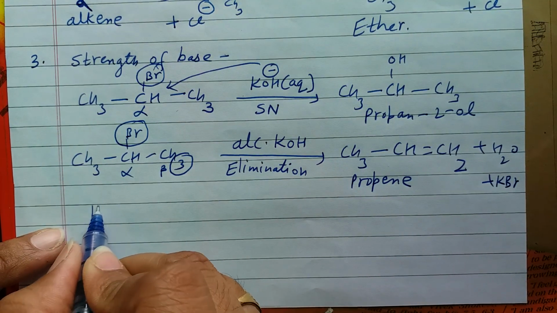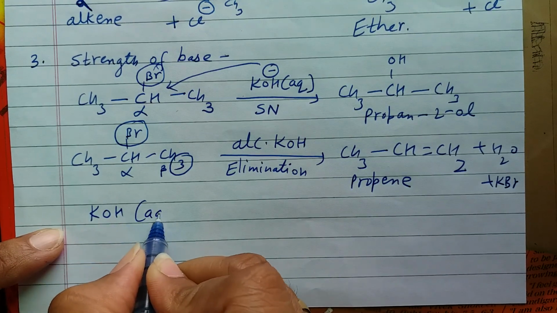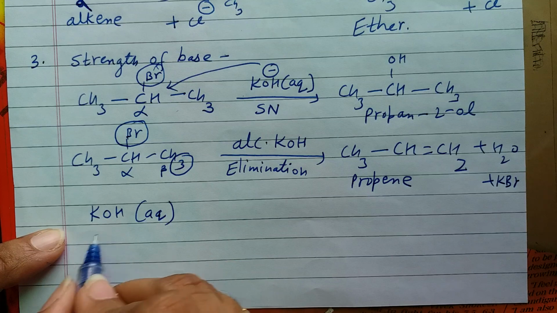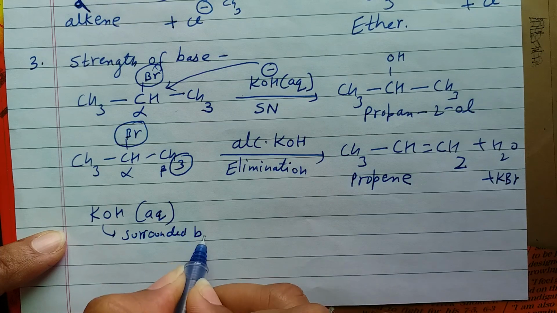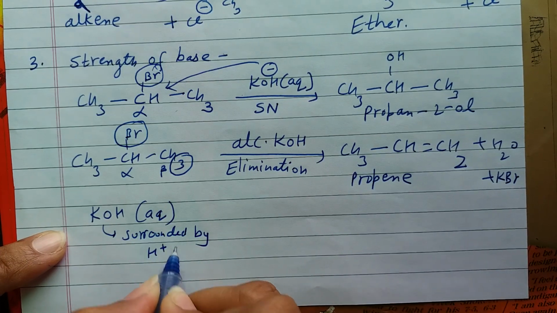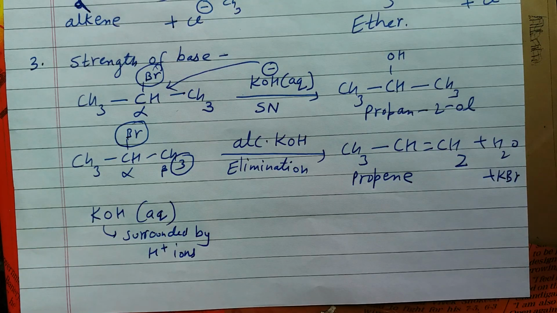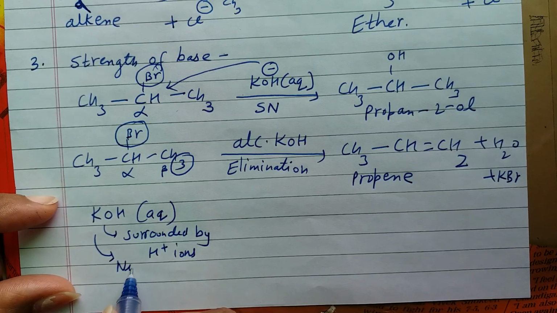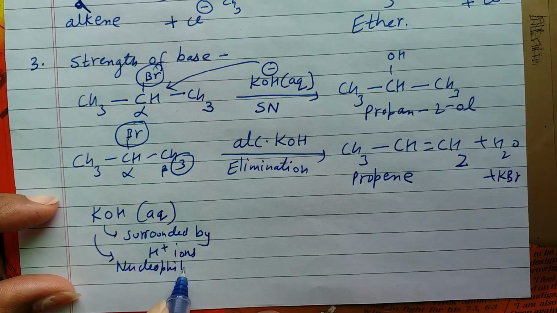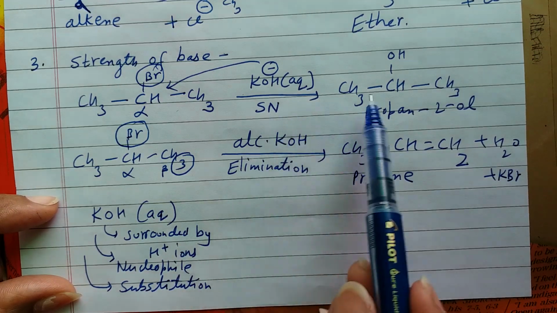See, when you take aqueous KOH, aqueous means water, right? So KOH is already surrounded by a lot of H plus ions because it is present in water. It has no intention to take more H plus. Why? Because it is already getting H plus ions from water. And so the KOH now will simply act as a nucleophile, and it will result in a nucleophilic substitution reaction. So that is why with aqueous KOH we had substitution.